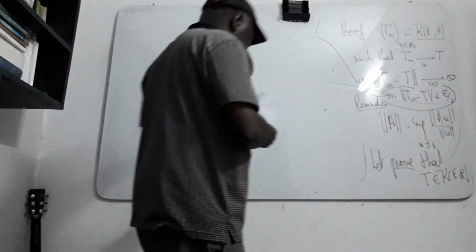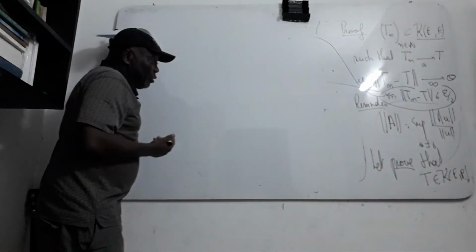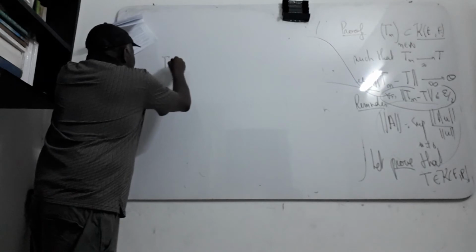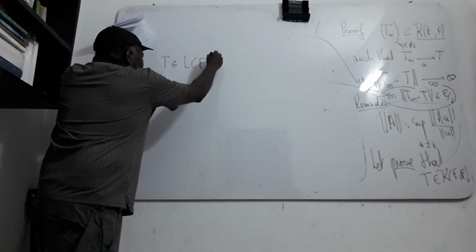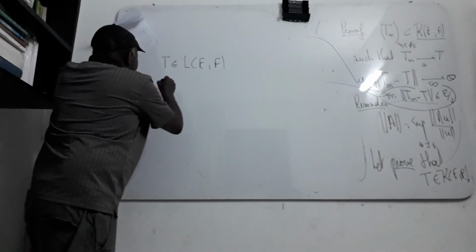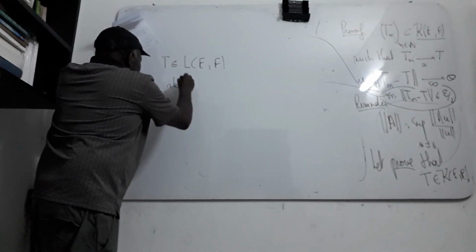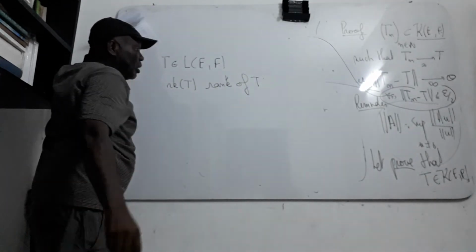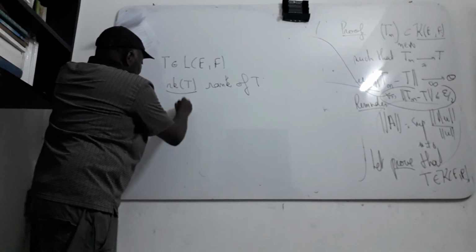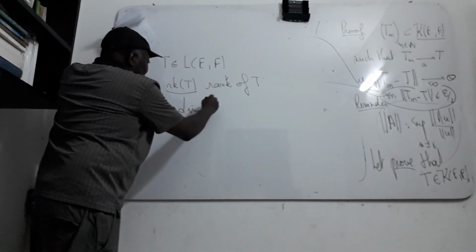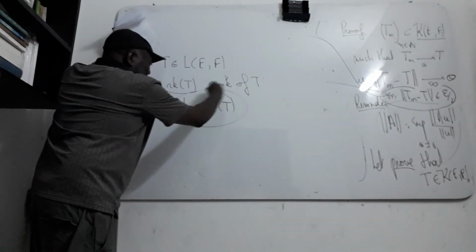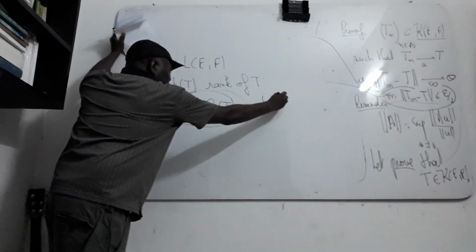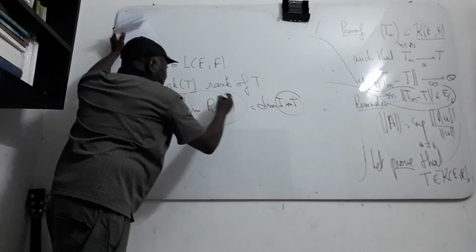First of all, I will define what we call the rank of an operator. When you take T, an operator like this, the rank of T is just the dimension of R(T), the image of T. It is also the dimension of the image of this operator, what we call the rank of this one.